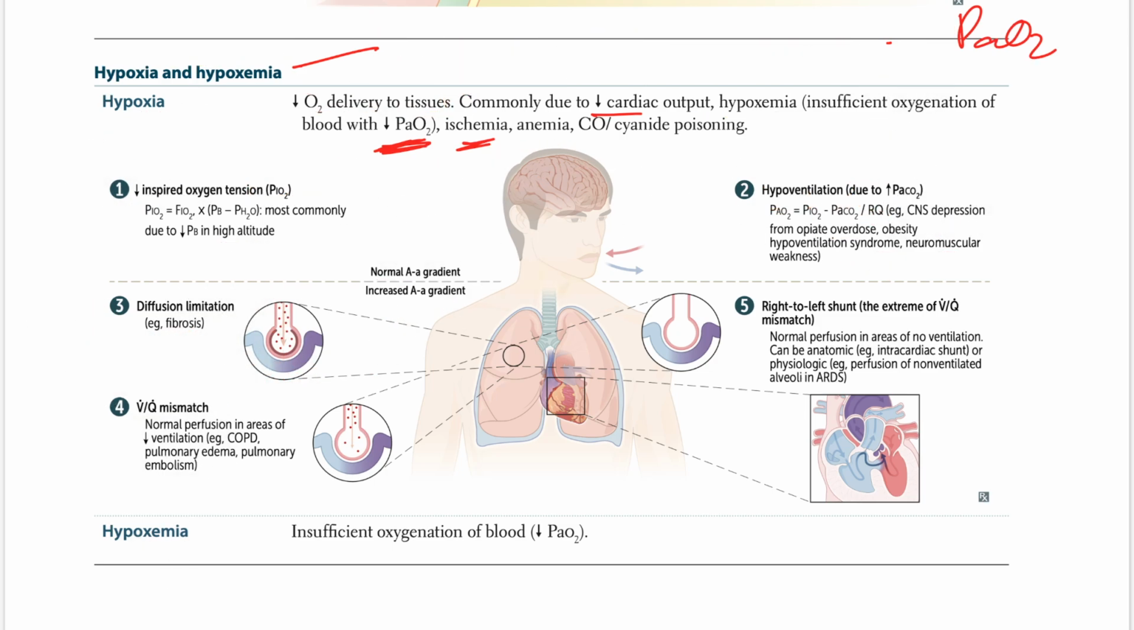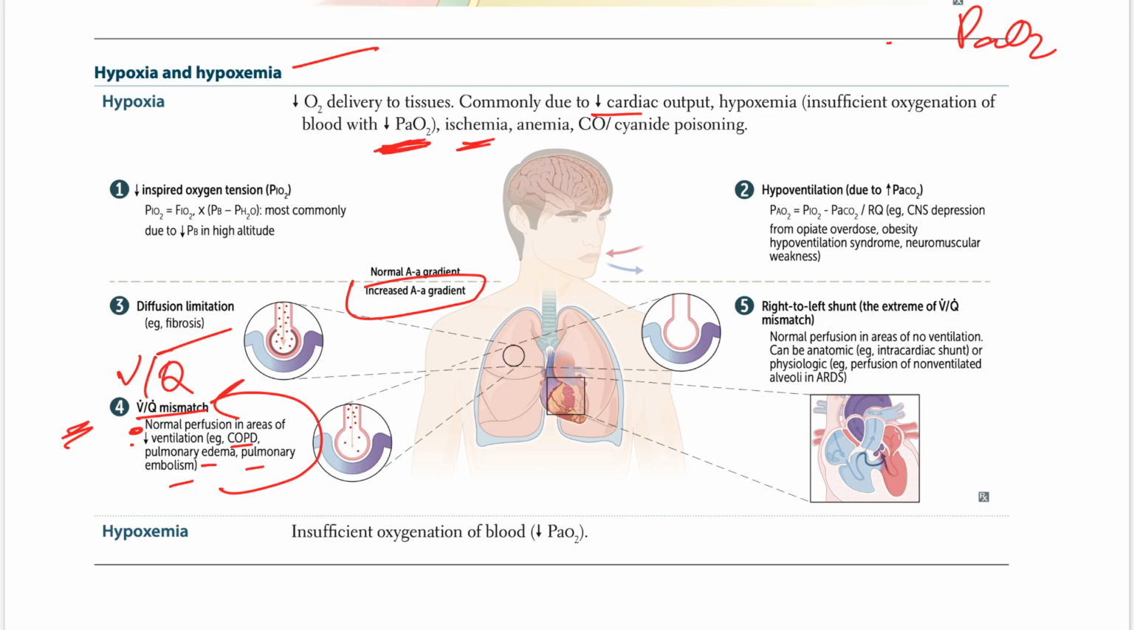So let's look at the factors that are going to increase the AA gradient. So we talked about diffusion limitation. Now the fourth thing that we are looking at is VQ mismatch. So what is VQ? Ventilation perfusion mismatch. So if you have a normal perfusion in areas of decreased ventilation, for example, COPD, pulmonary edema, pulmonary embolism, you're going to have a VQ mismatch. So these are all the factors which would cause VQ mismatch.